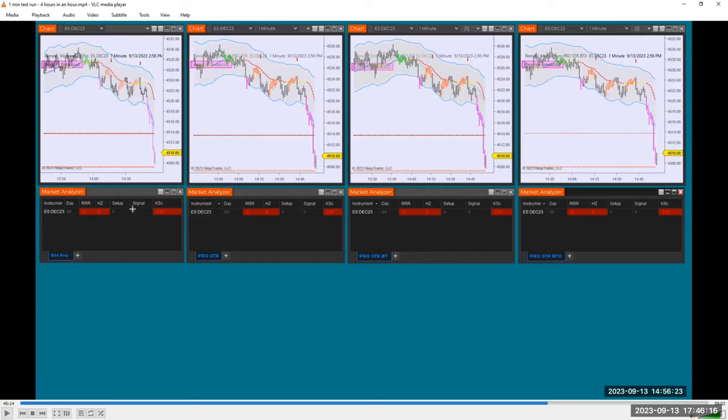Let me just mark it up as well. So we are focusing on these three. These three columns come from this indicator. And then we're going to move to Pro STR, the indicator. And these three columns come from the Pro STR indicator. Same way with the BT. These three are from BT. And then finally, BTX, and the same three are from BTX.